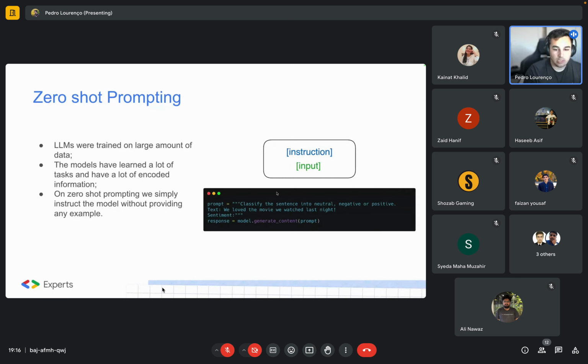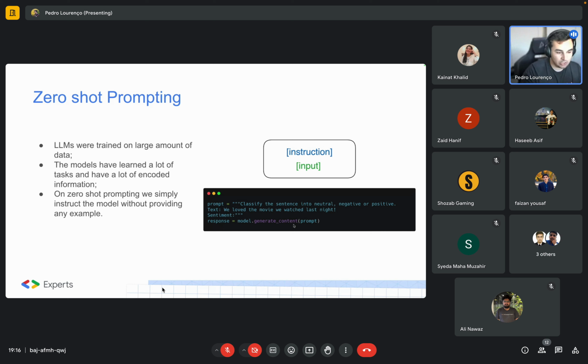Imagine that you have this prompt: classify the sentence into neutral, negative, or positive, and you have the text, "We loved the movie we watched last night." And then you ask for the sentiment. You are not showing any examples. You are not giving a bunch of reasoning steps. You are just giving the instruction and your input, and you expect the model to answer this right.